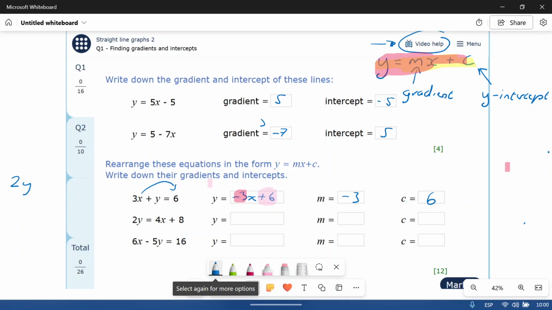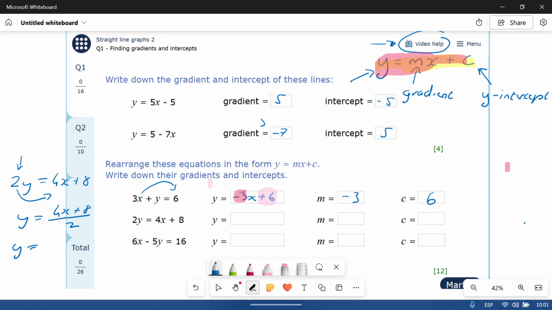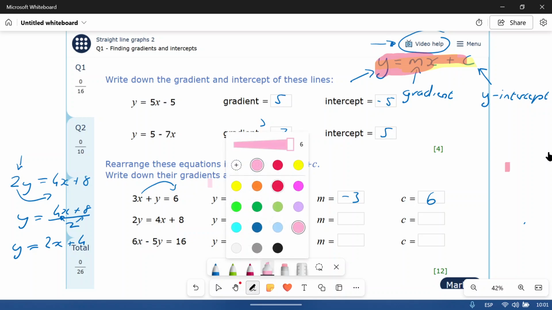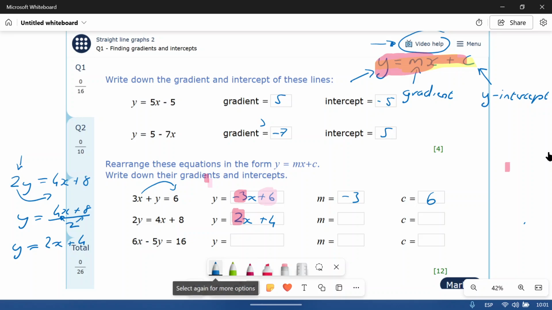So we got 2y equals 4x plus 8. The problem here is that 2 there, we don't want a 2, we just want a y, so we're going to have to divide by 2 on the other side, but you need to divide everything by 2. So 4 divided by 2 is 2x, and 8 divided by 2 is 4. So that will be it, 2x plus 4. Now the thing in front of the x, that's the gradient, the m, and whatever hangs at the back, that is the y-intercept, 4.